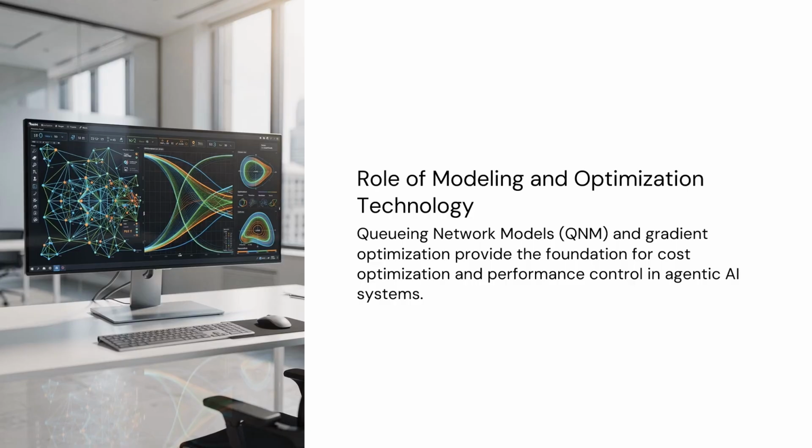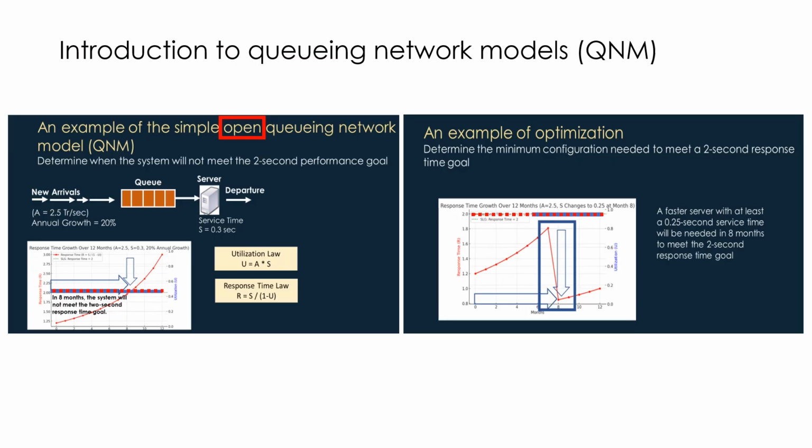As the arrival rate of workload increases at a rate of 20% per year, the utilization increases linearly, but the response time increases exponentially. According to the prediction, the current configuration will fail to meet the 2-second service level goal within 8 months. So if we increase the server configuration to reduce service time from 0.3 to 0.25 seconds, the response time will reduce and stay below the service level goal until the end of the year.